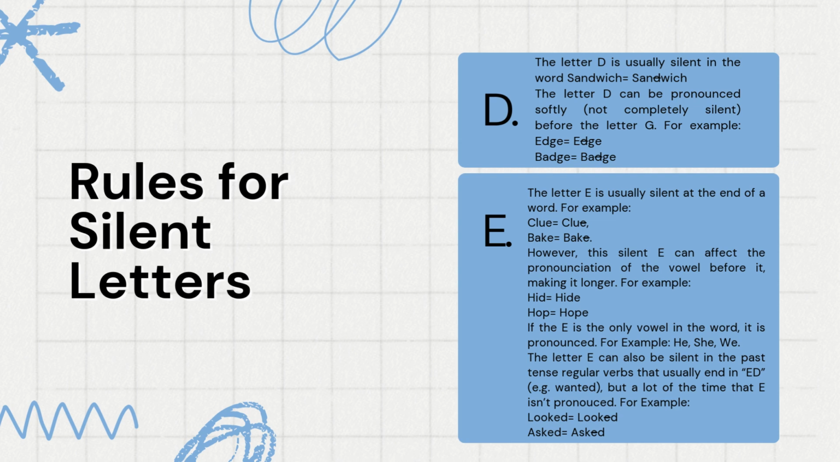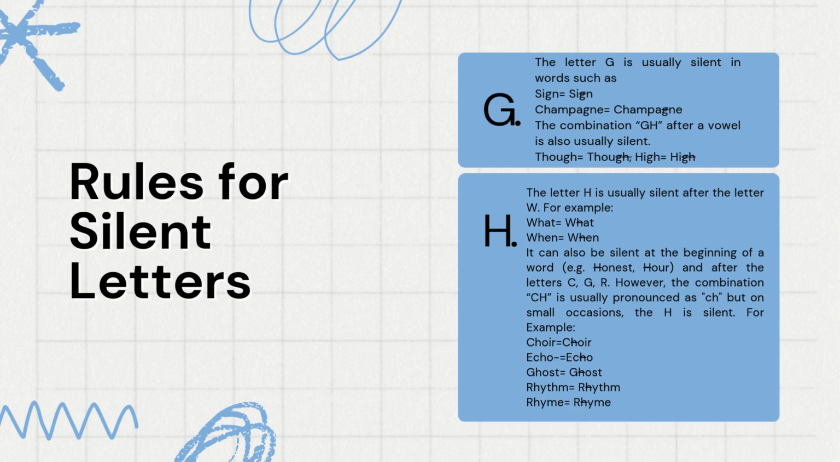The letter E can also be silent in past tense regular verbs that usually end in ED. For example, wanted. But a lot of the time, that E isn't pronounced. For example, looked, asked. Now, the letter G is usually silent in words such as sign, champagne.